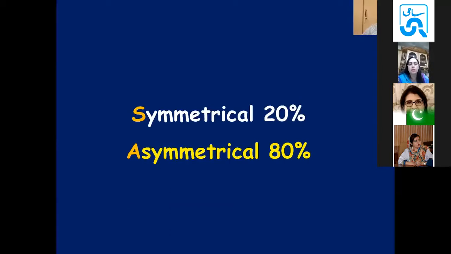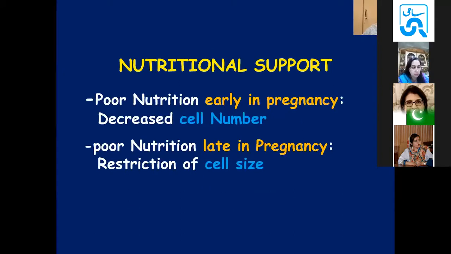We can have two types: symmetrical IUGR or asymmetrical. We are lucky that the number of asymmetrical is higher. It's easy to diagnose, and very difficult to diagnose symmetrical IUGR unless we start suspecting it in the first trimester. Nutritional support defines those two entities: poor nutrition early in pregnancy, which will result in decreased cell number, and poor nutrition late in pregnancy, which restricts the cell size. And that leads, of course, to symmetrical or asymmetrical.